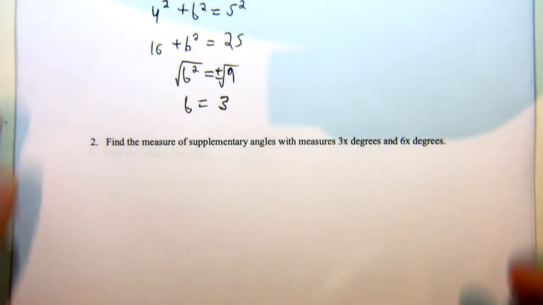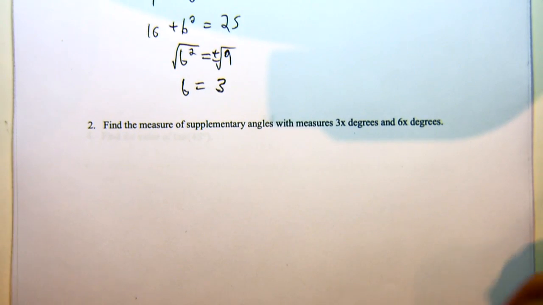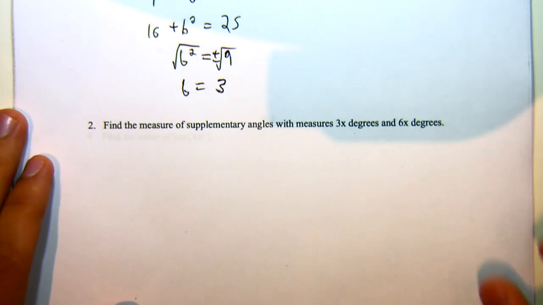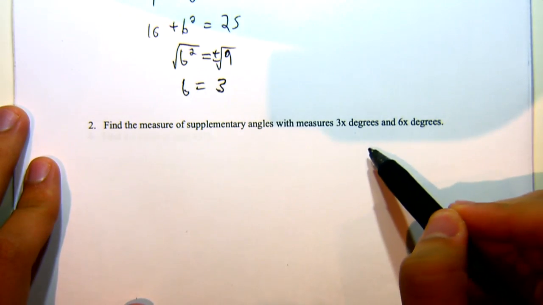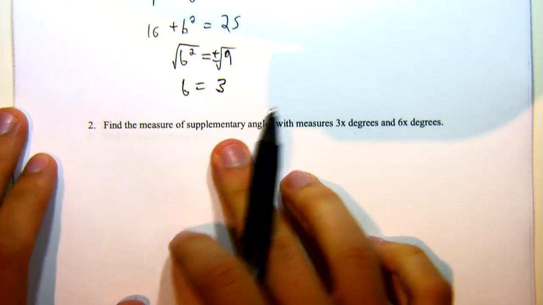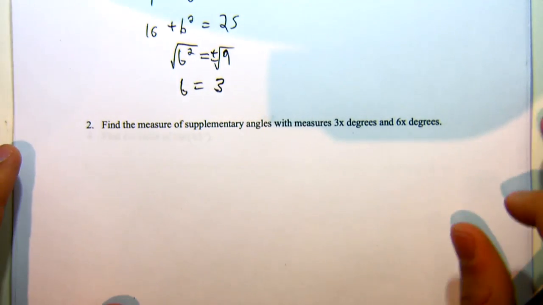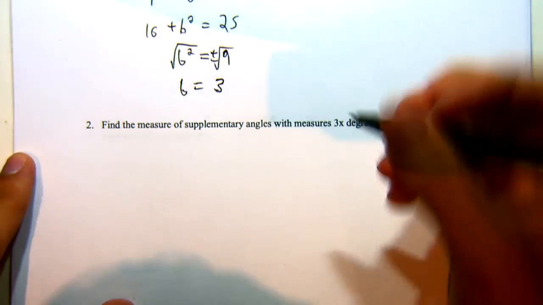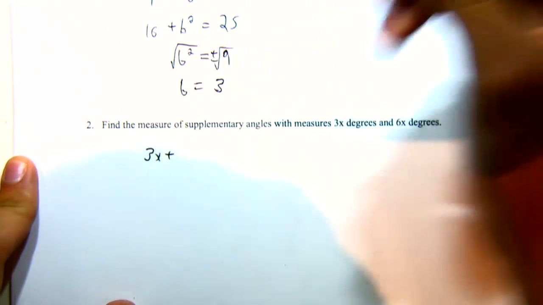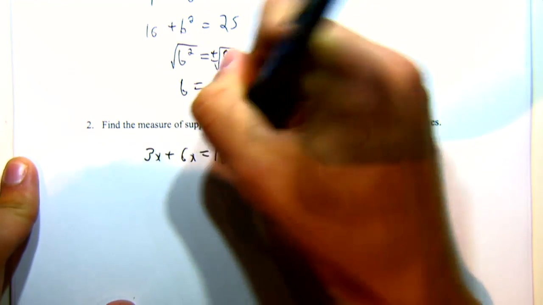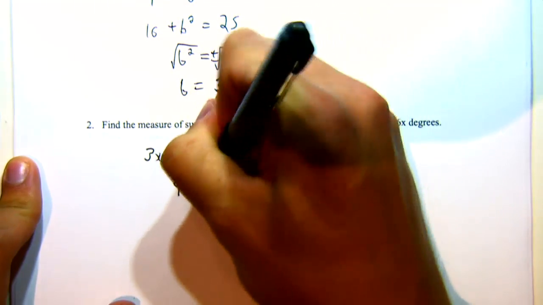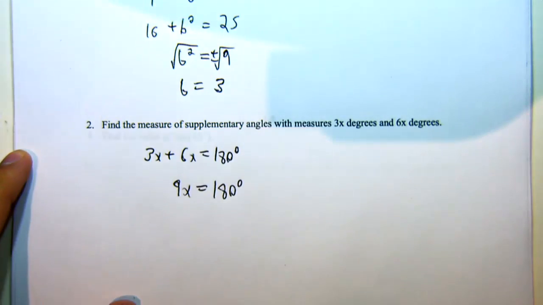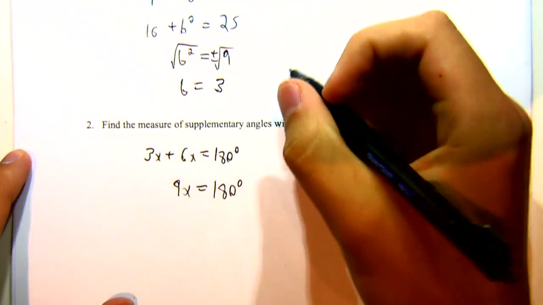Alright. Let's go on to number 2. This is pretty easy at first, just want to cover all the bases. Here we want to find the measure of supplementary angles, which measure 3x and 6x. If an angle is supplementary, what does that mean? Excellent. All right, they add up to 180. So we do 3x plus 6x equals 180 degrees. So you get 9x equals 180. Then you do 180 divided by 9. It's going to give you 20.